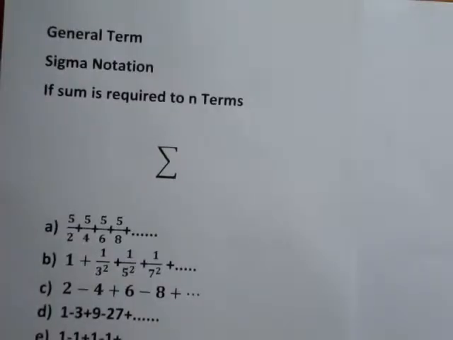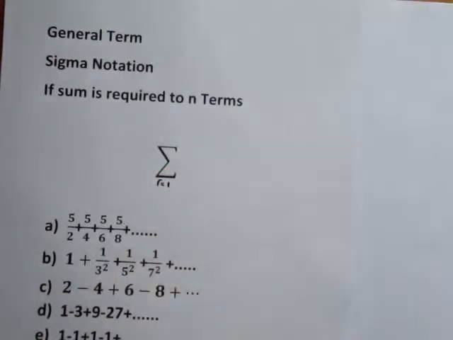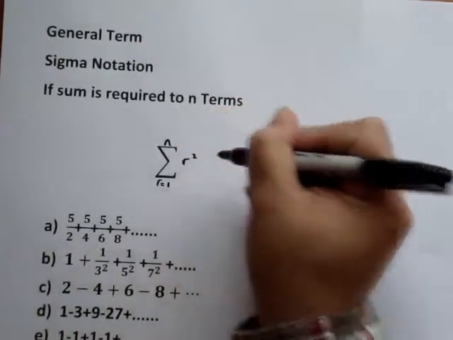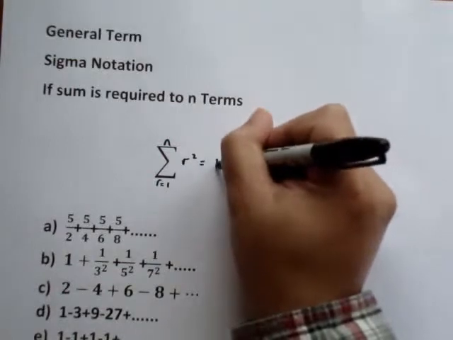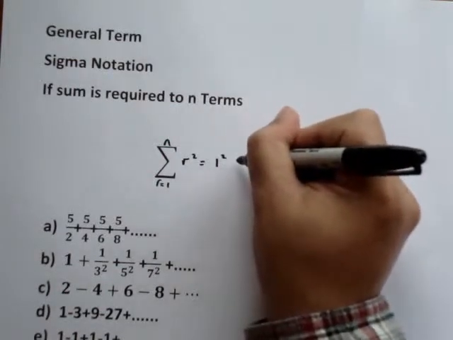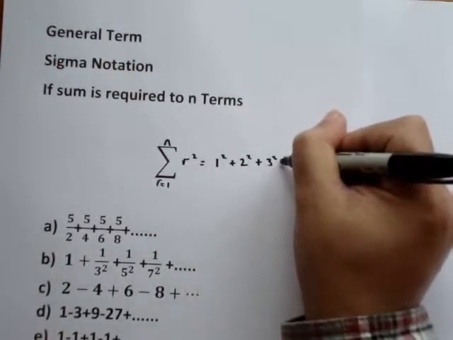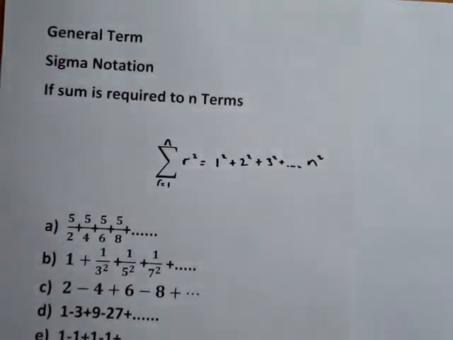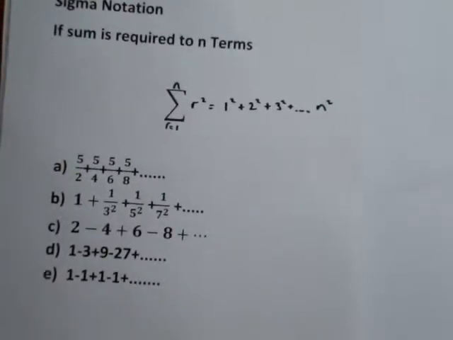Sometimes we find sigma notation where the sum is required to n terms, so that would be from r equals 1 to n, say, of r squared. This would equal, starting from 1, which is our bottom limit, 1 squared plus 2 squared plus 3 squared plus, and so on until we reach n squared. So let's have a look at these going up to n terms.